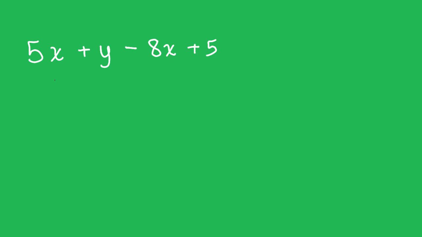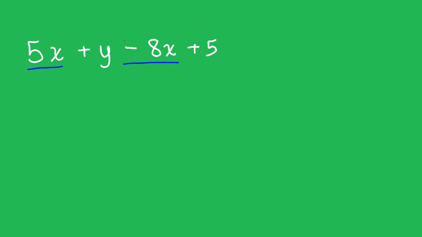5x plus y minus 8x plus 5. So here we have an expression with more than two terms, which is perfectly legal. First, we have to identify the like terms. So we have 5x and negative 8x. I'm bringing the negative along there with the 8.